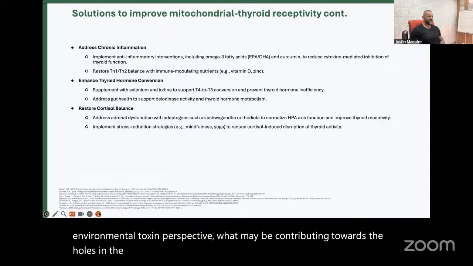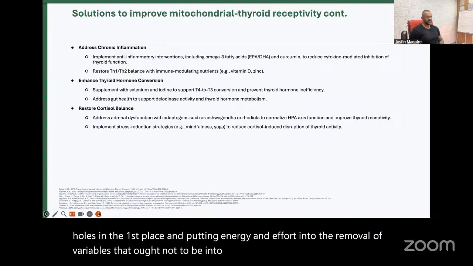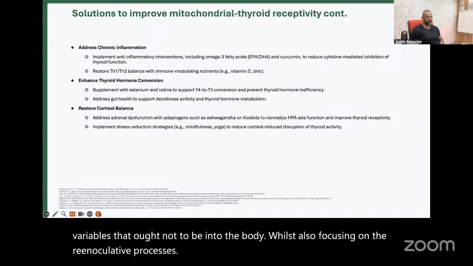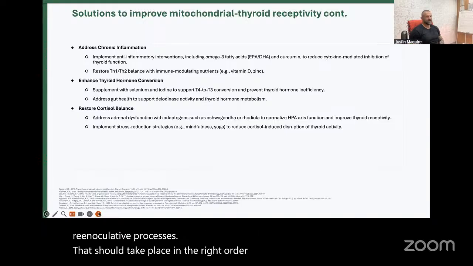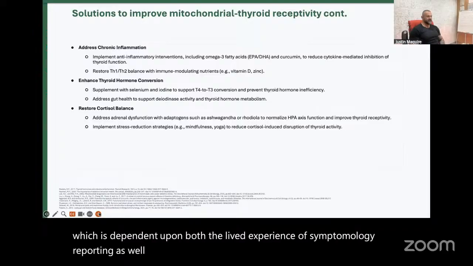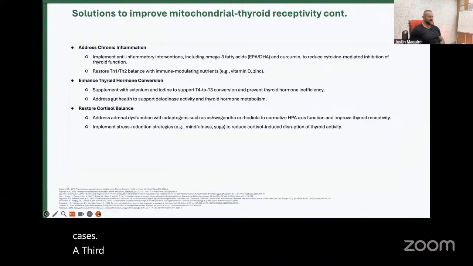and putting energy and effort into the removal of variables that ought not to be in the body, whilst also focusing on the re-inoculative processes that should take place in the right order of precedence at the right timing, which is dependent upon both the lived experience of symptomology reporting as well as diagnostic outcomes in the treatment of these type of cases. Third point here: restore cortisol balance, address adrenal dysfunction with adaptogens.